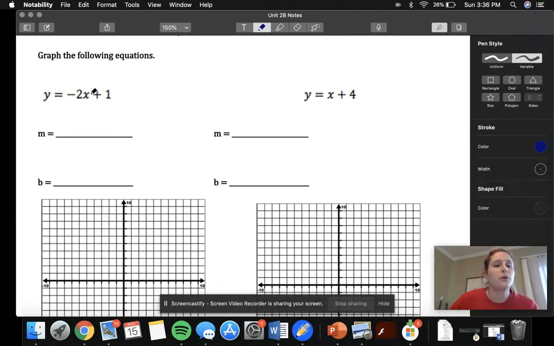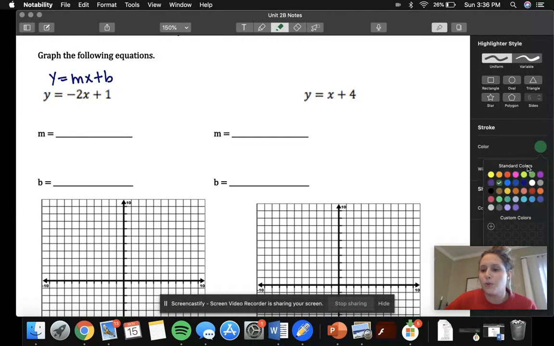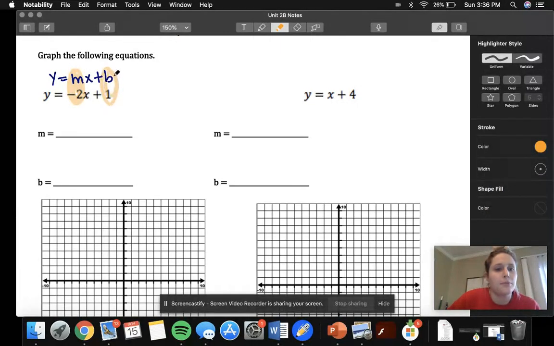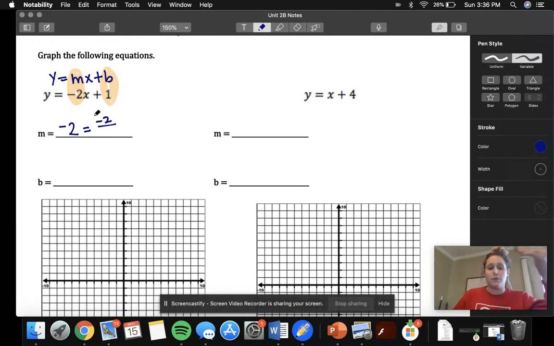This first equation, we have y equals negative 2x plus 1. It is in slope-intercept form, which is awesome. First we need to identify the slope and the y-intercept. The slope is the m value, and the y-intercept is our b value. So our m value is negative 2. Remember that slope is a ratio, so if we have a whole number, we have a denominator of a positive 1.